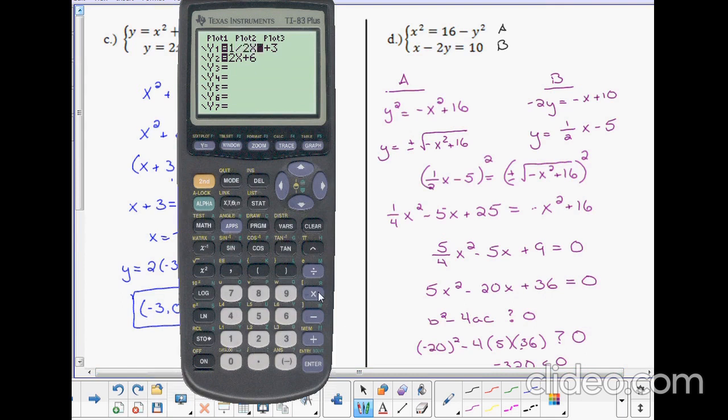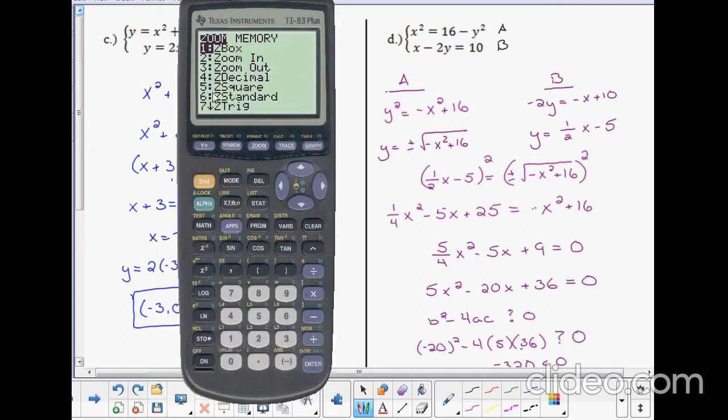So 1/2 x minus 5 is going to be one of my equations. Another equation I'm going to do is the square root of negative x squared plus 16. And then remember, that was a plus or minus in front of the square root, so I'm also going to do the opposite of the square root of the opposite of x squared plus 16.